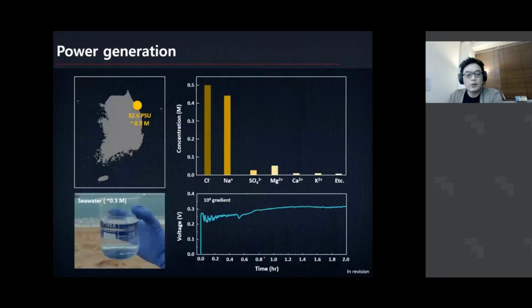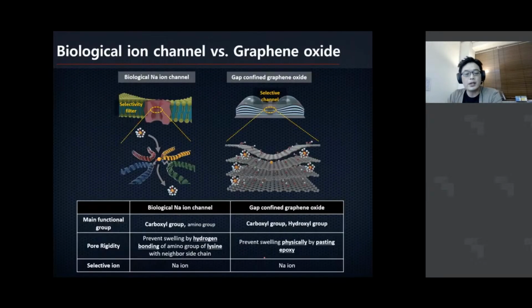Okay, so we can test, of course, using seawater, which is 0.5 mole of sodium chloride as well, and it worked okay. So I think it has potential uses in the future to separate ions and generate practical electricity.